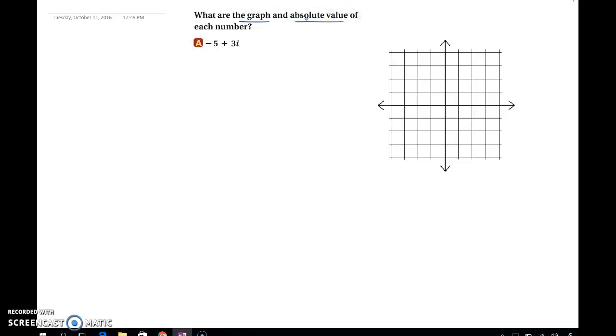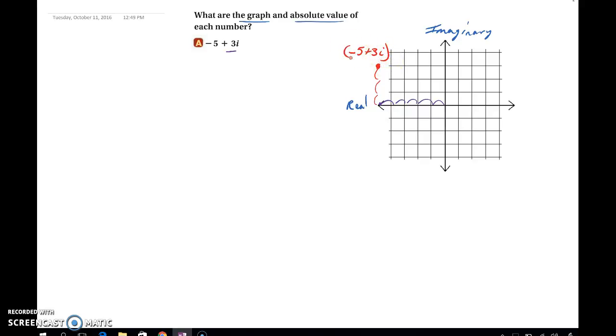So if we were to graph this, remember our x-axis is our real axis, our y-axis is our imaginary axis. So in this case, it's -5. So we need to move 5 spaces to the left. So it's 1, 2, 3, 4, and then 5 will be out here. And then we need to move positive 3 because it's plus 3i for our b, so then we move 1, 2, 3. I know it's off of our grid, but that is where we would graph negative 5 plus 3i. So it's pretty simple.